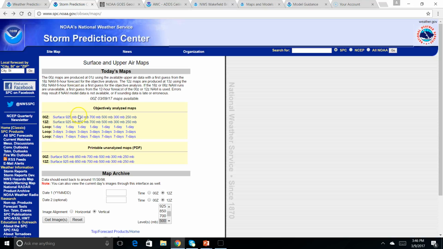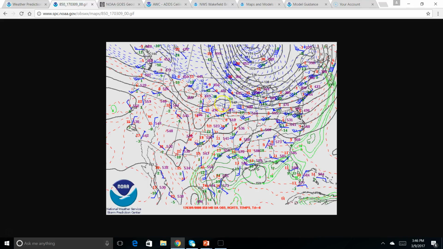We'll go down to 850 millibars. Now you're starting to pick up a lot more information as far as, maybe, where the warm air is coming from or where the cold air is going. We saw that really strong low up over Hudson Bay. Well, there it still is at 850.